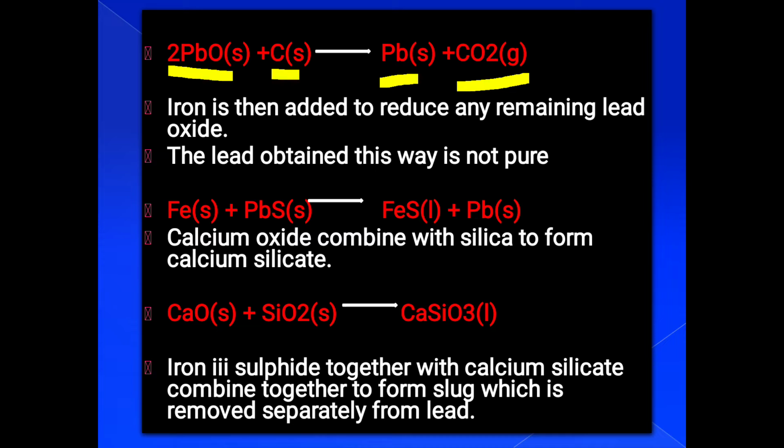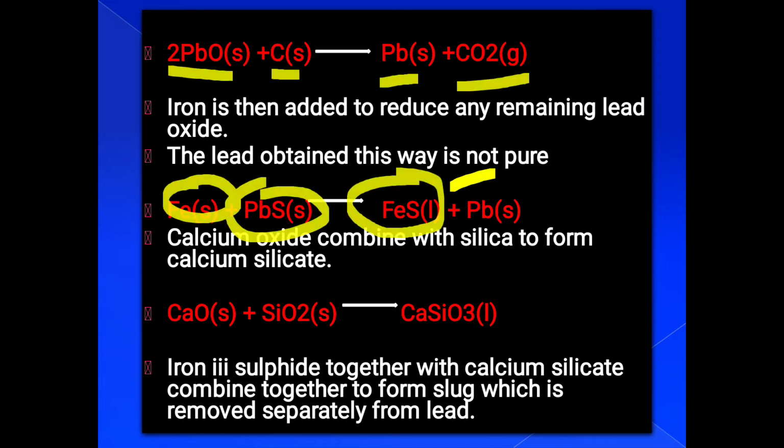Iron is then added to reduce any remaining lead sulfide, and these equations take place. We have iron reacting with the lead sulfide to give us iron sulfide and lead metal, and this is what we want. Remember that iron is higher in the reactivity series than lead, and therefore it can displace lead from its sulfide.